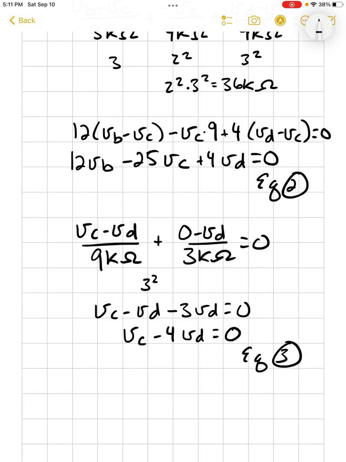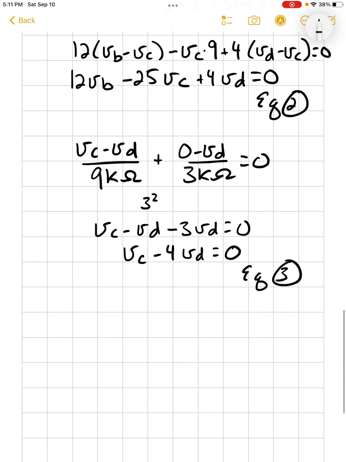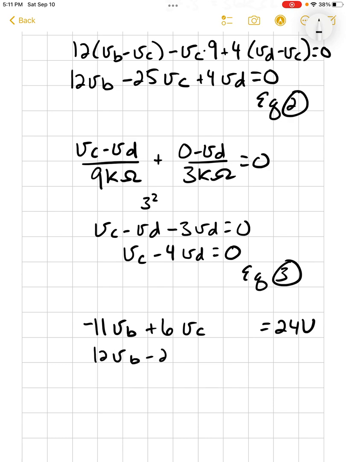Okay, so now we have 3 equations and 3 unknowns. Our first equation that we had was minus 11 VB plus 6 VC, and that's equal to 24 volts. Our second equation is 12 VB minus 25 VC plus 4 VD, and that's equal to 0. And then the last equation is VC minus 4 VD equals 0. Okay, now what can we do?